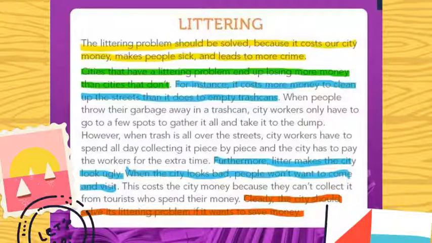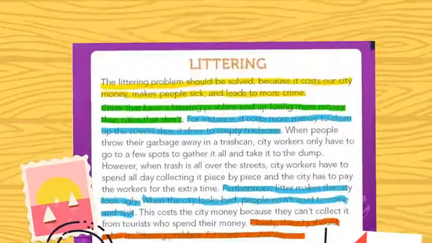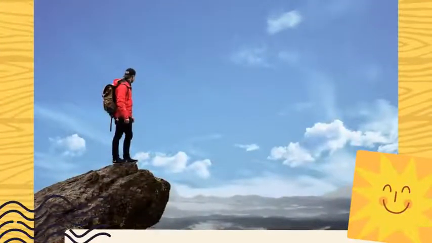And then another supporting sentence is: furthermore, litter makes the city look ugly. When the city looks bad, people won't want to come and visit. So this is another supporting detail of this topic sentence. And the last, as I said earlier, is a kind of elaboration.